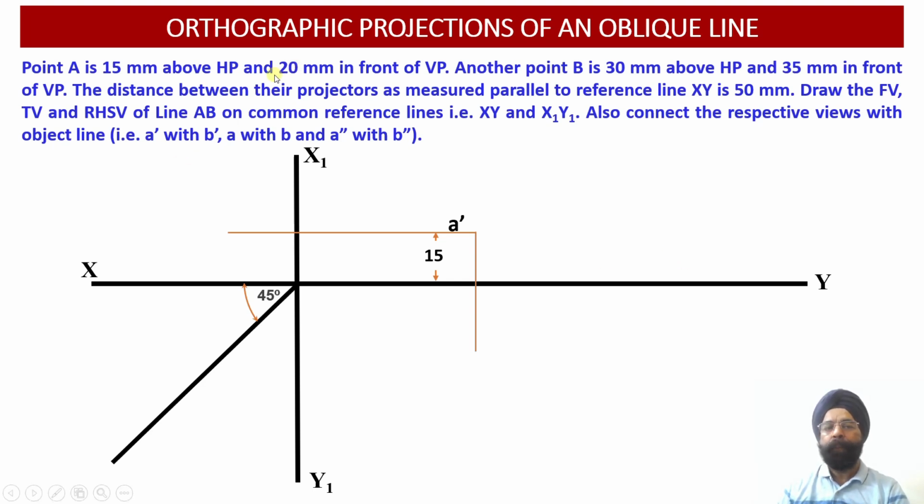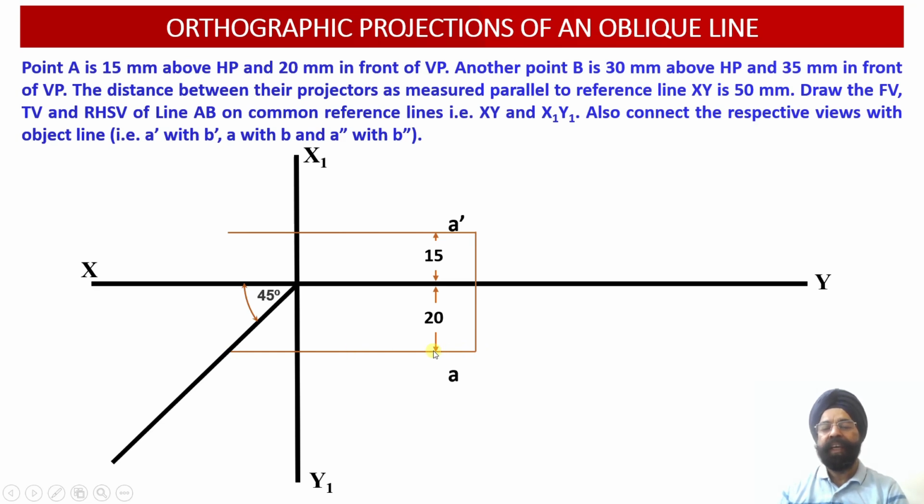We know that point A lies 20 millimeter in front of the vertical plane. This distance in front of the vertical plane will be drawn below the XY reference line because the horizontal plane has been rotated in the clockwise direction. So point A dash was located over here. Point A has been located in the top view projections. And once again, the distance from the vertical plane of 20 millimeter has to be transferred into the side view projections over here.